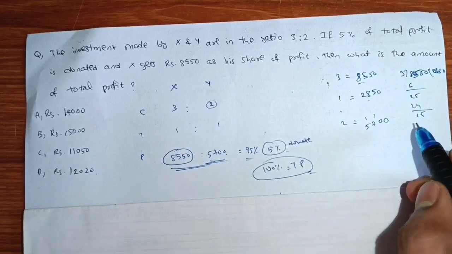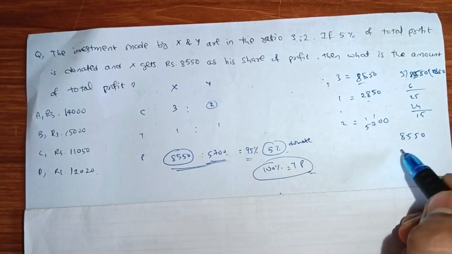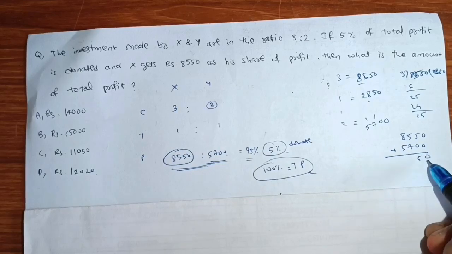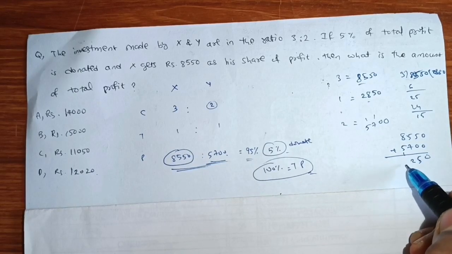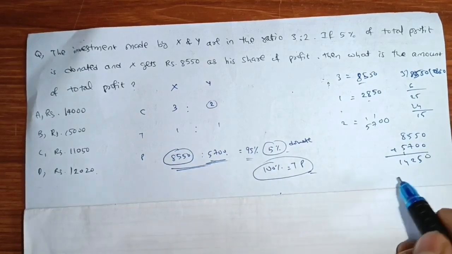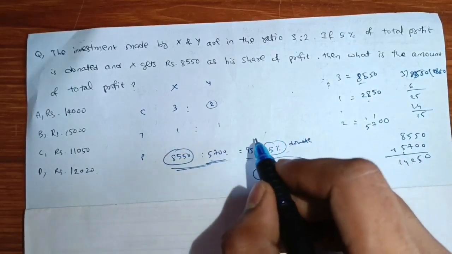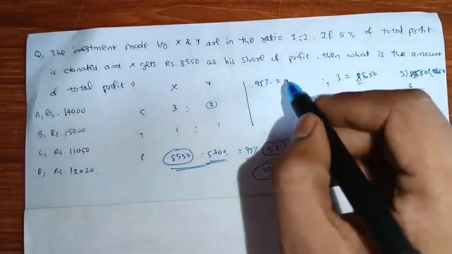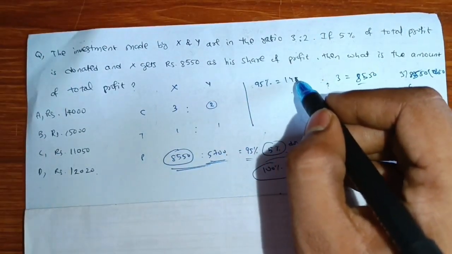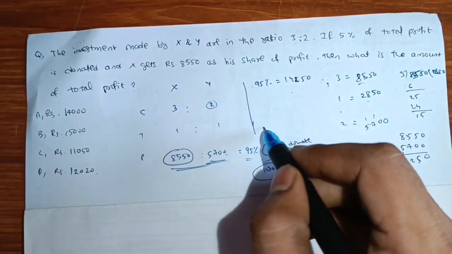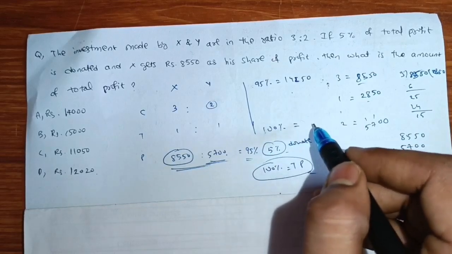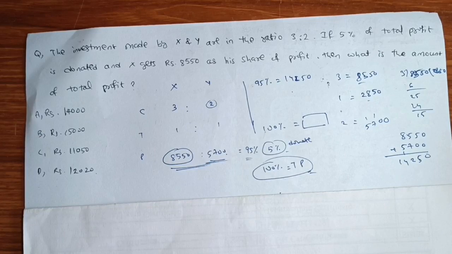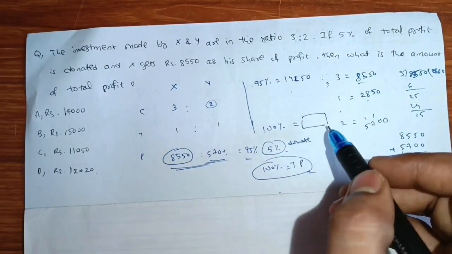So combining both of these, 8550 plus 5700, which is equal to 14250, which is equal to the 95%. Here I am writing that 95% is equal to 14250. So we need to find it for 100%. So for 100%, what is the value? So here I will show you the trick.